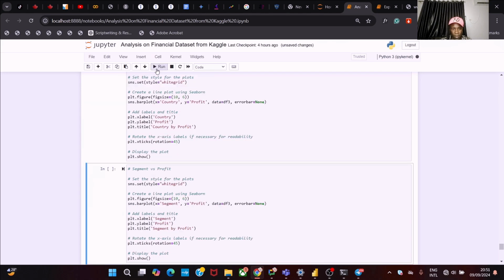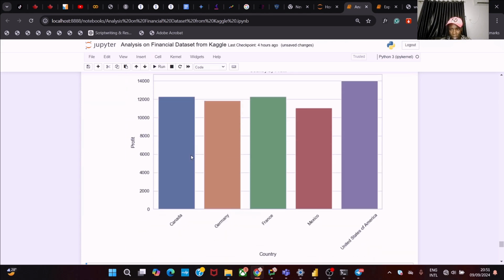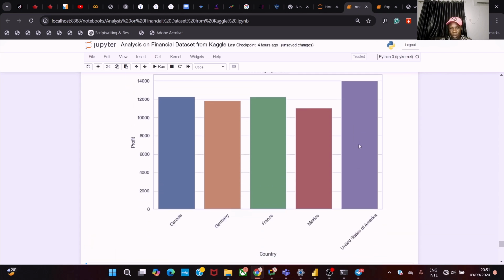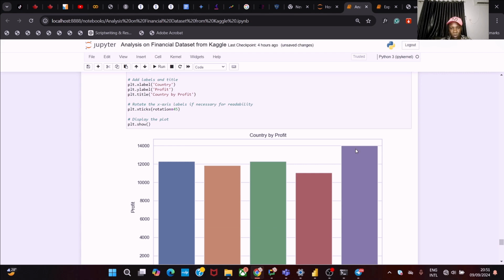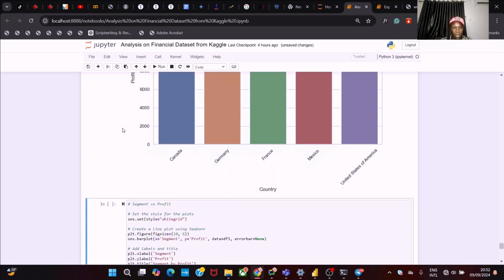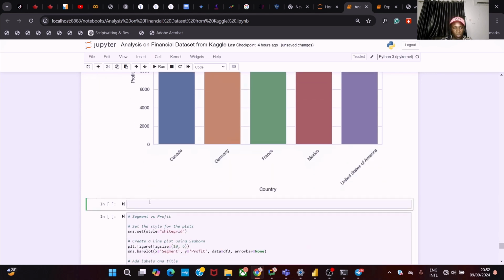So when we go ahead and run this, as you can see, the country with the highest profits is the United States of America. It simply means that the company should look at producing and supplying more in the United States compared to countries like Mexico and Germany. All right, so let's go ahead and write the story for that.